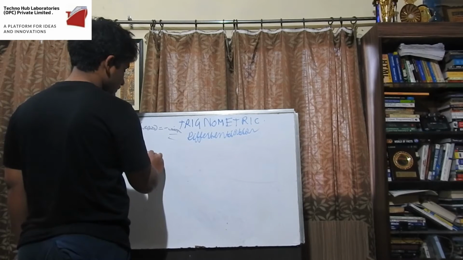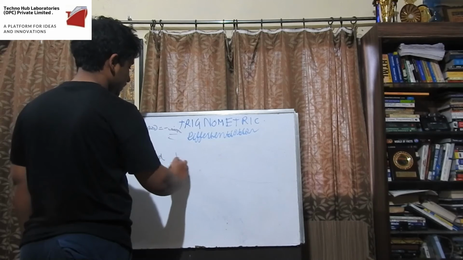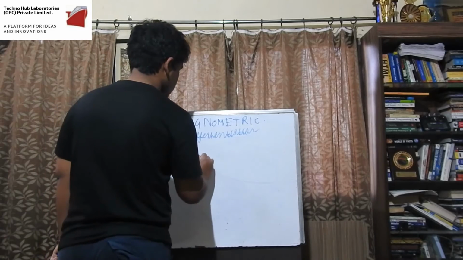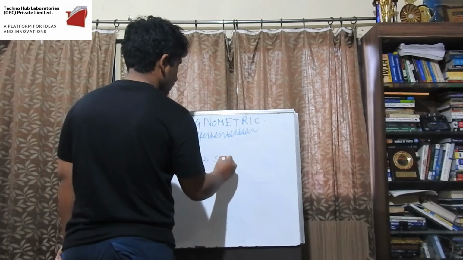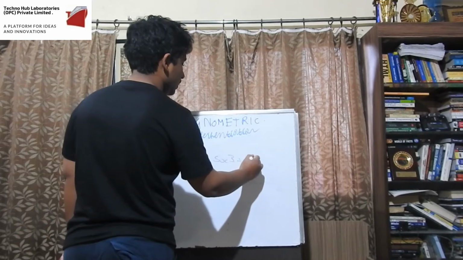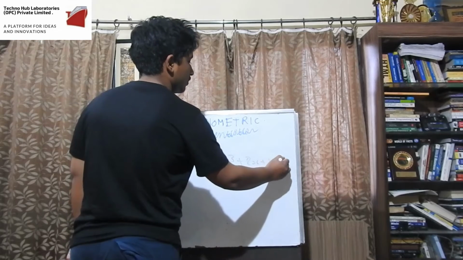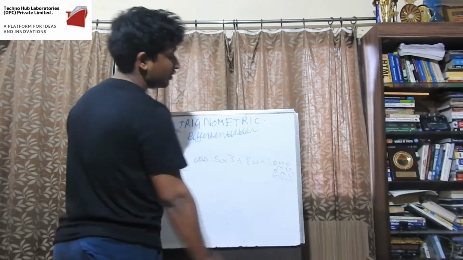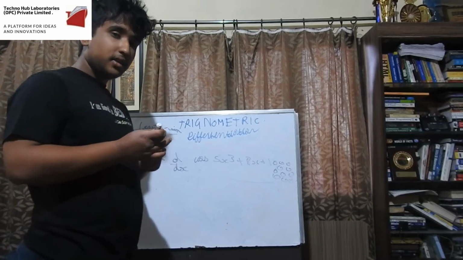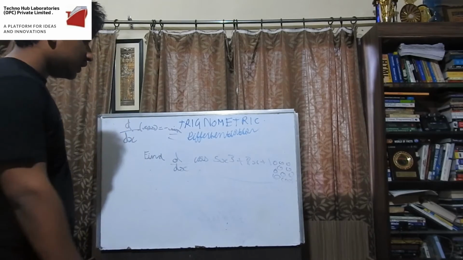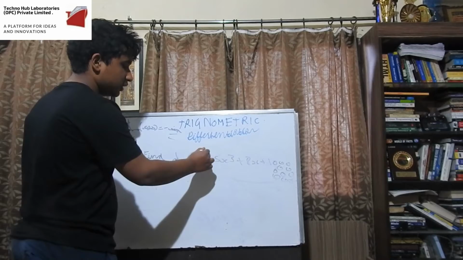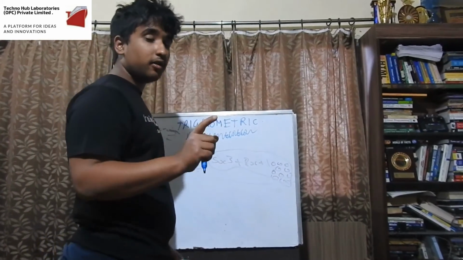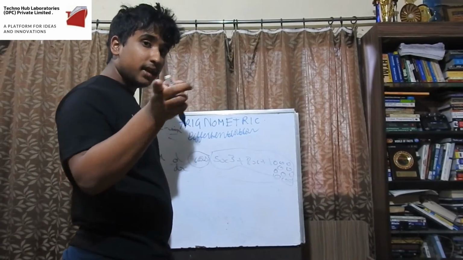Find d by dx of, say suppose, cos of 5x cube plus 8x plus 1, with a lot of zeros after it. Okay. So now don't be scared of this question. It is extremely simple. All you have to do is separate this cos and separate this entire expression and find their derivatives separately. Okay. What did I say? Find the derivative separately.